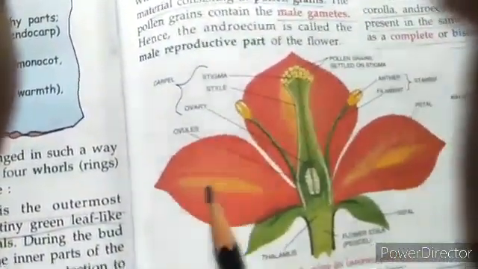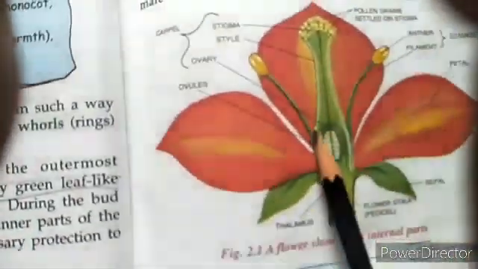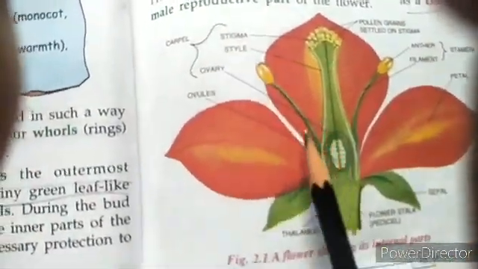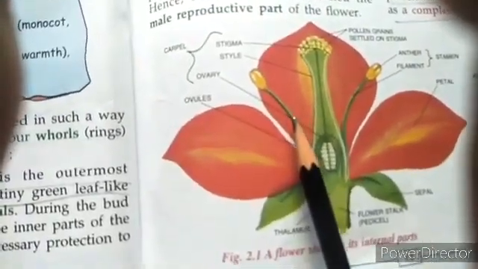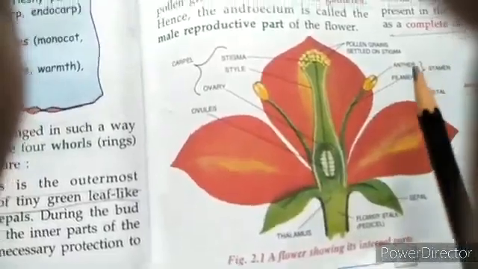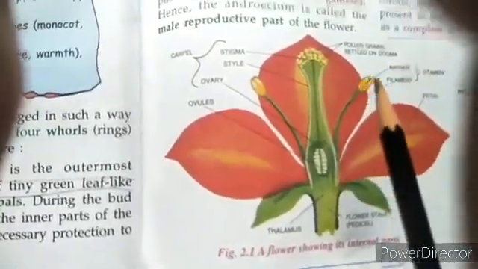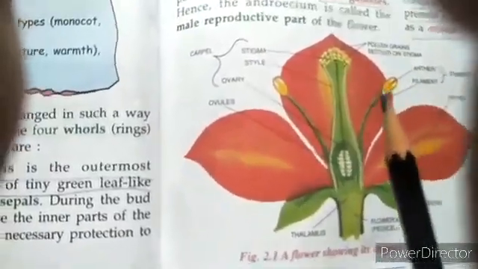These are the petals here. Then we came to know about the androecium. Androecium is also known as the male reproductive part. The male reproductive part is the androecium, which has a filament and an anther, together known as a stamen, and in the anther there are pollen sacs which produce pollen grains.